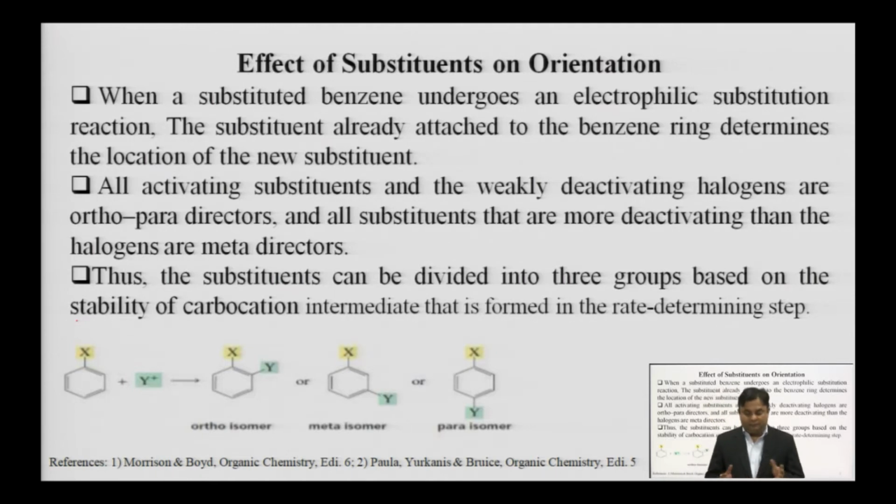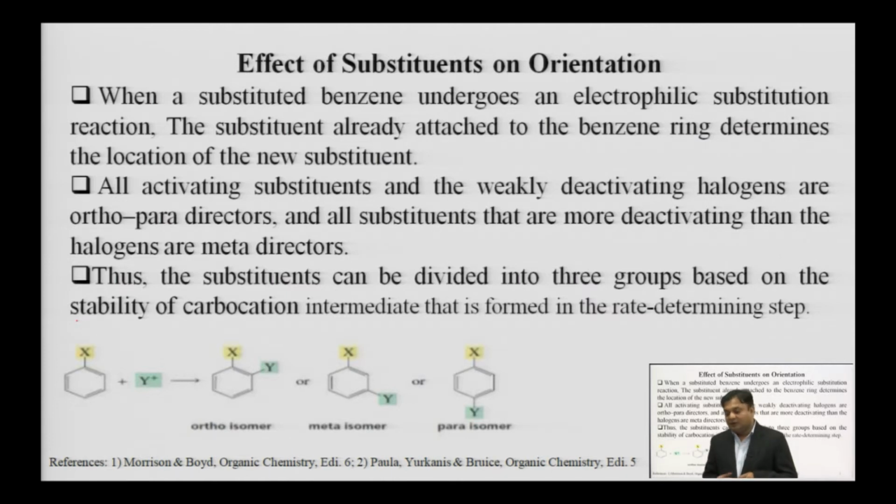We said last time there are two types of groups, activating groups and deactivating groups. Activating groups are always ortho para directing, meaning groups which can activate the benzene ring, they can increase the electron density on the benzene ring, and always direct the coming electrophile on the ortho and para position. While the second category, deactivating groups, means the group which deactivates the benzene ring by withdrawing the electron from the benzene ring, will always direct the upcoming electrophile on the meta position.